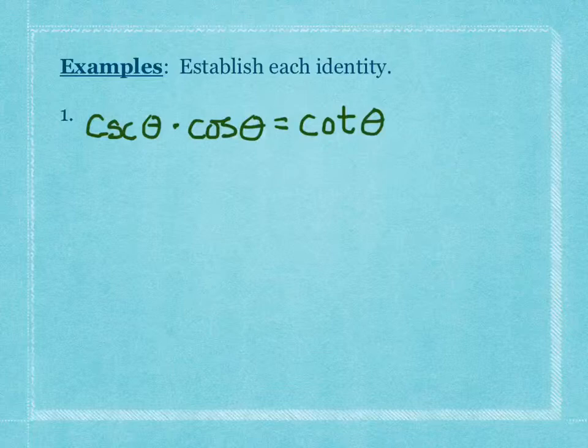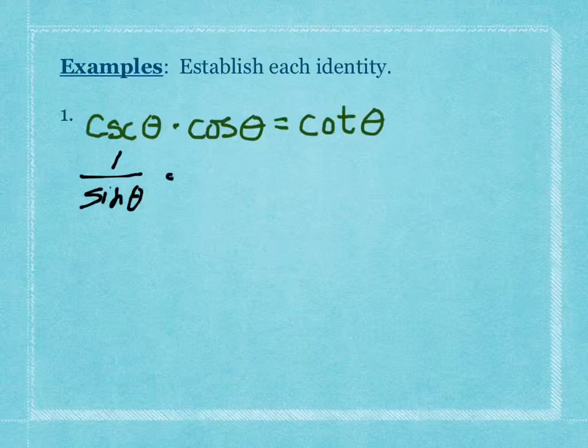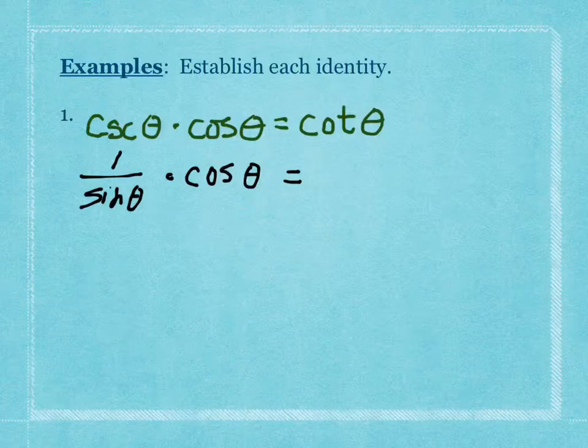Now, in some situations, there's a very natural option. For instance, on this one, what do you think you might do? Rewrite. I think you mean cosecant, right? Yes. So cosecant could be written as 1 over sine of theta, and rewrite cotangent as cosine over sine theta.